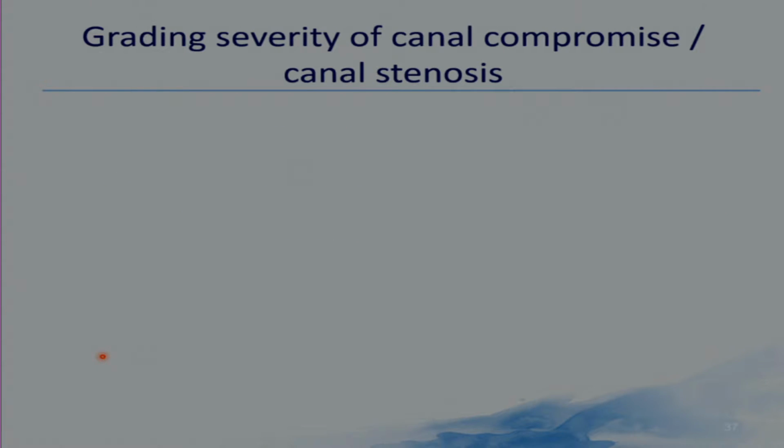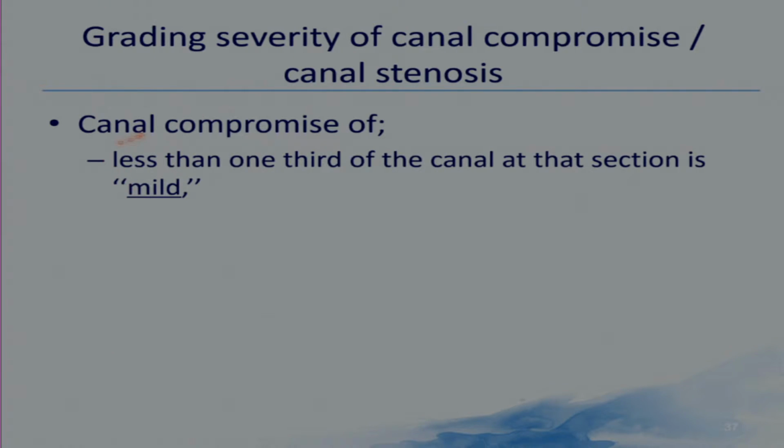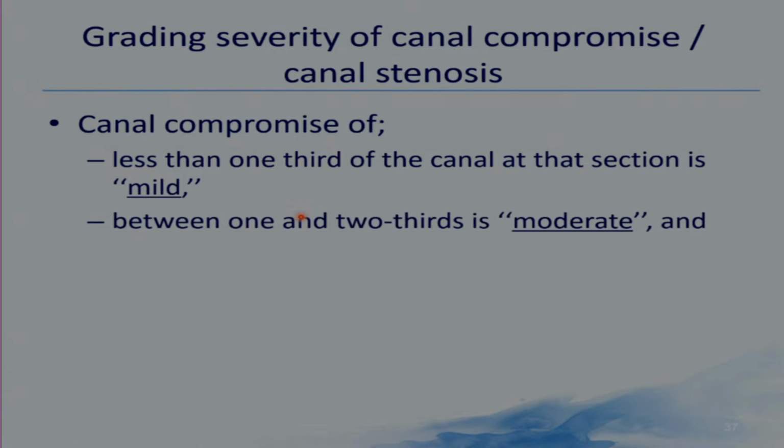The grading of severity of canal compromise or canal stenosis. If the canal compromise is less than 1/3 of the canal at that section, it is mild. If it is between 1/3 and 2/3, it's moderate. And if it is greater than 2/3, it's severe. The same grading can be applied for foraminal involvement.